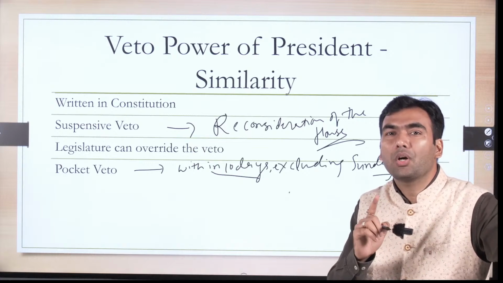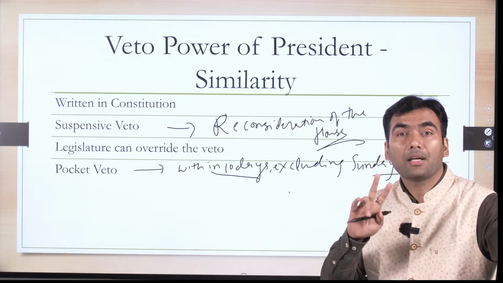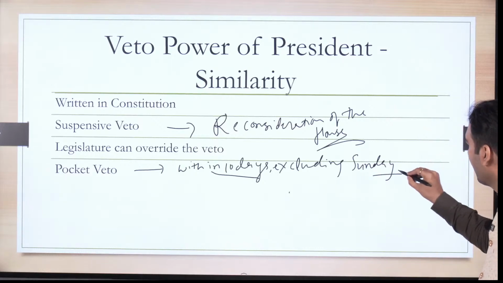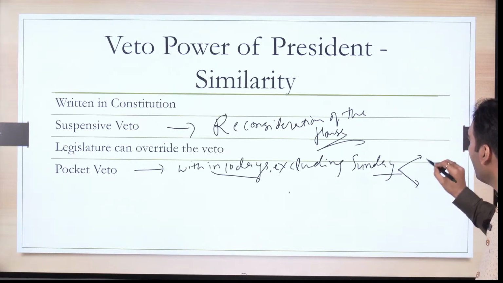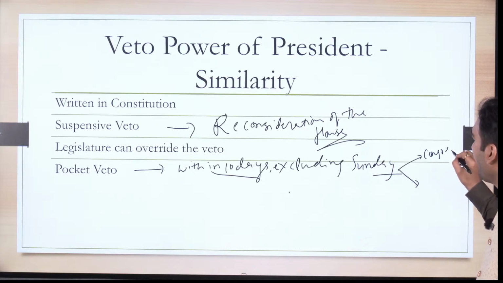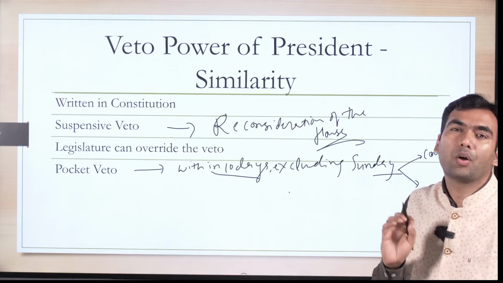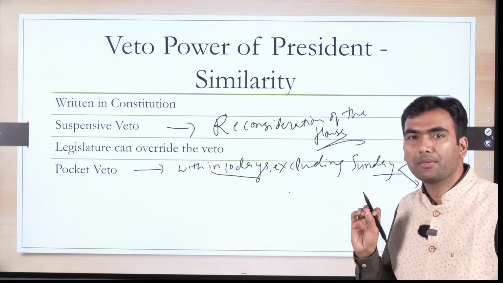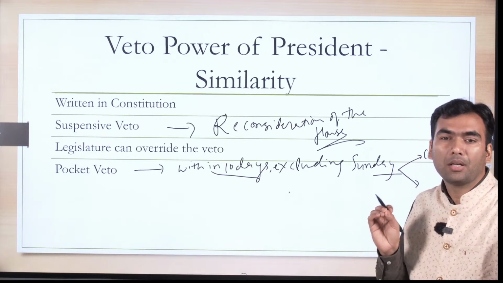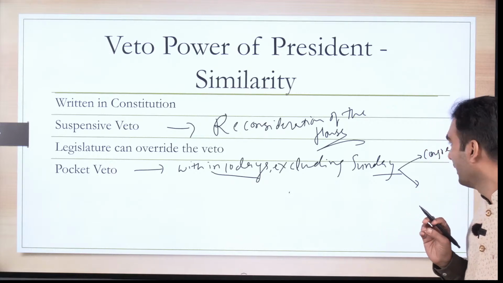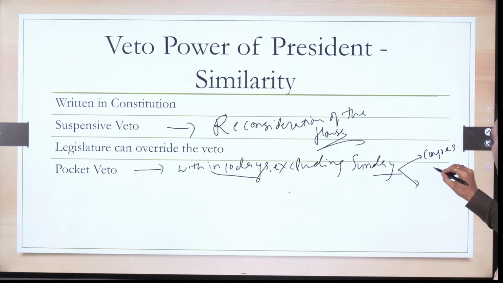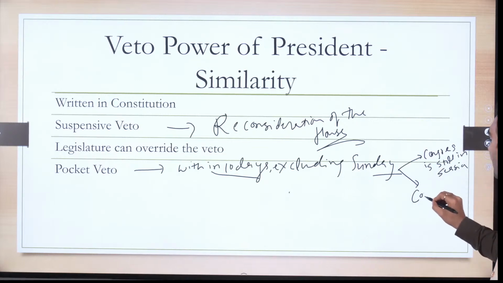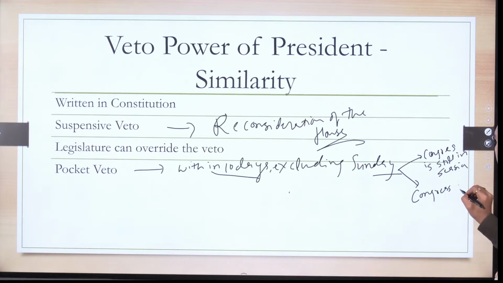What if he does not decide within 10 days? Then there are two possibilities. Within 10 days, the president did not decide whether he wants to give assent or exercise the veto. Then there are two possibilities: Congress is still in session, or Congress is not in session. Congress is prorogued.